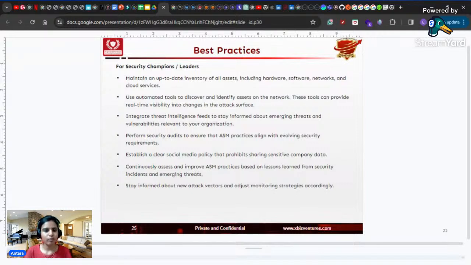Establish a clear social media policy to ensure that no specific data pertaining to compliance is being leaked via this method. Ensure that you continuously assess and improve your ASM best practices based on lessons learned from security incidents that you may have encountered, or any emerging threats. Always stay updated on new attacks being published on the internet, just to ensure that that particular component is not being used within your environment or infrastructure, and adjust your monitoring strategies accordingly, right?